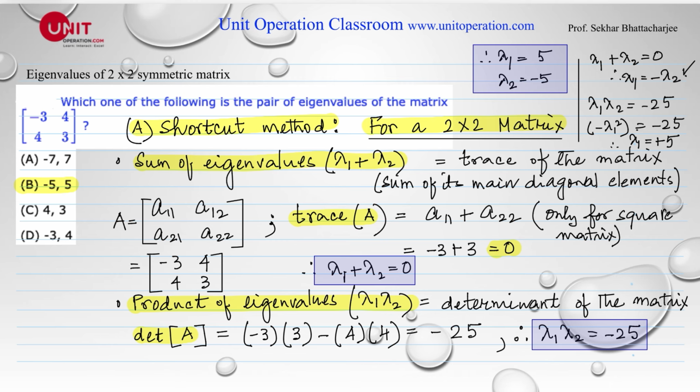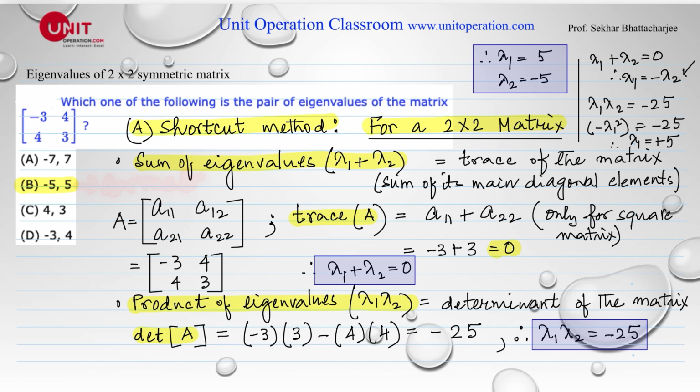And the second one is the product of the eigenvalues, only for, remember, a 2 by 2 matrix. It's equal to the determinant of the matrix. So for this matrix, the determinant is negative of 3 multiplied by 3 minus 4 multiplied by 4. This one is negative 25. So the product of the eigenvalues is negative 25. So if we do simple math, we'll find lambda 1 is equal to plus 5 and lambda 2 is equal to negative 5. So this is the correct option.